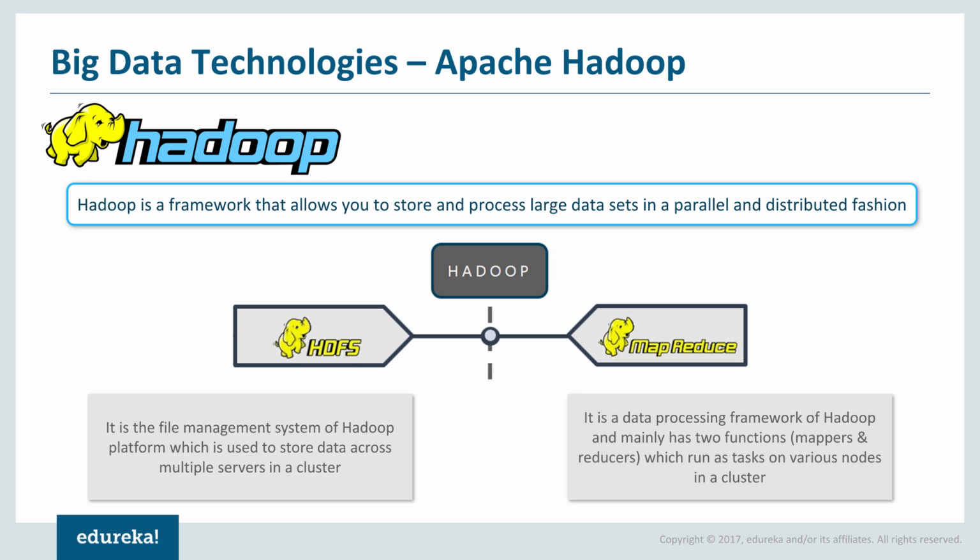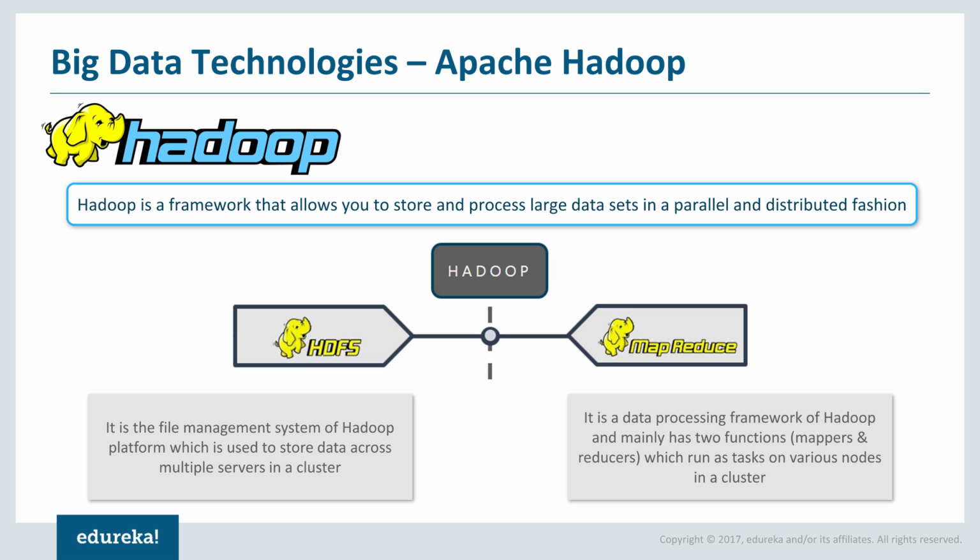So when we come to HDFS, what is HDFS? Hadoop Distributed File System. It is the file management system of the Hadoop platform, which is used to store data across multiple servers in a cluster. A group of commodity hardware put together is a cluster, right? So now I have different systems. I can divide a work and give a piece of work to each of them and then collect back the result. So who is doing this dividing and collecting back work?